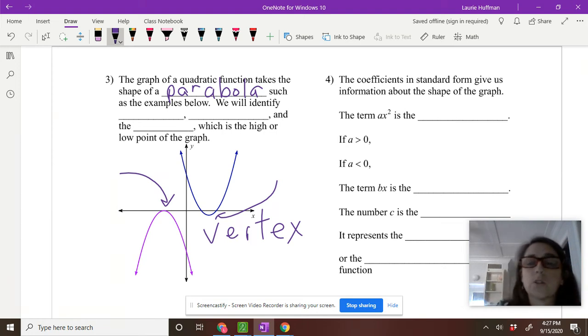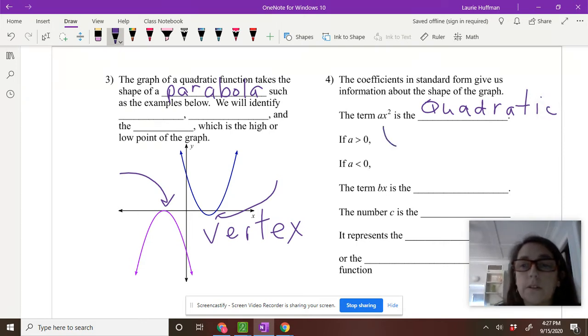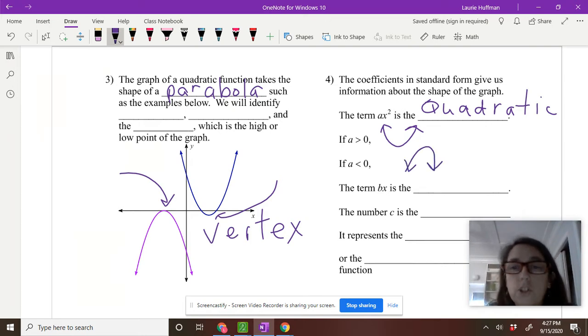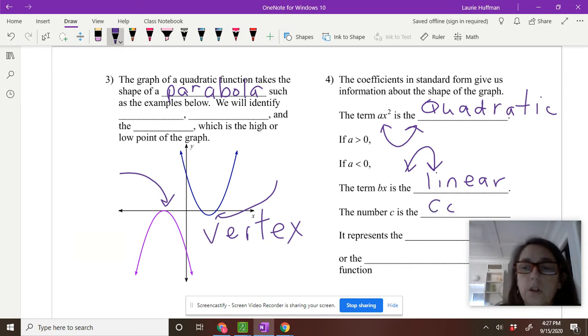The term ax squared is called the quadratic term. It's the term that has the x squared. If a is greater than 0, the parabola opens up. And if a is less than 0, the parabola opens down. So in other words, the coefficient on the x squared determines whether the parabola opens up or down. The term bx is called the linear term, L-I-N-E-A-R. And the number c is called the constant term. Linear term, constant term.